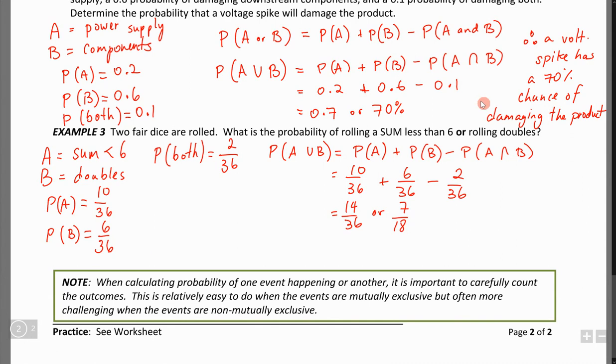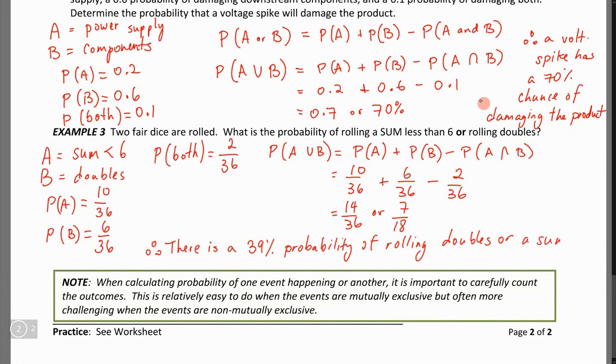So I'm going to say here there is a 39% probability of rolling doubles or a sum less than 6.